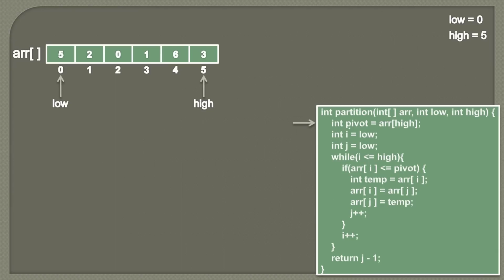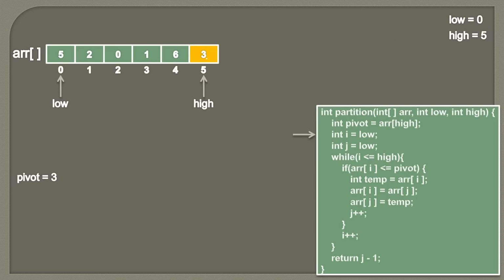So first we do the pivot selection. We can choose any random element from the array as our pivot. We can choose the first element, any element in the middle, or the last element. So here we choose the last element as our pivot, which is denoted by the end of this range. So pivot becomes array of high, which is 3. So this is our pivot.